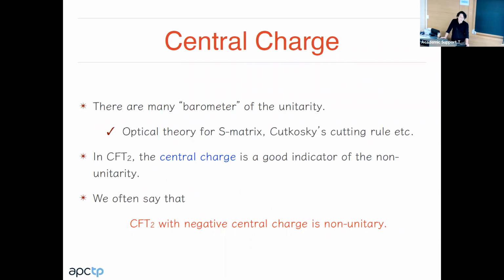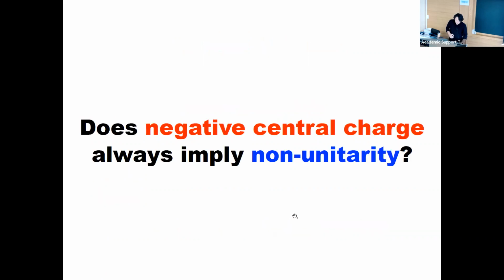As in the yellow book, you can easily see that a CFT2 with negative central charge is non-unitary. Actually, I'm not 100% sure whether a CFT2 with positive central charge is unitary or not, but I think that is usually okay. So in this talk, I will answer this question: does a negative central charge always imply non-unitarity?